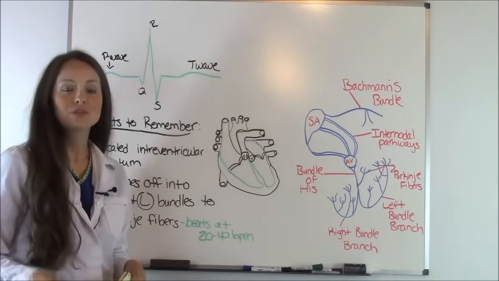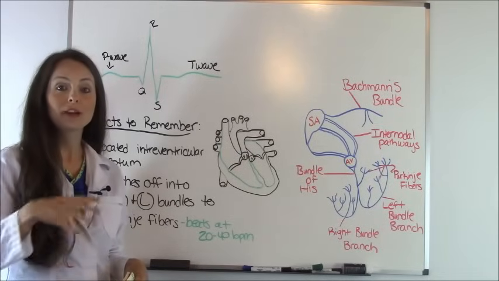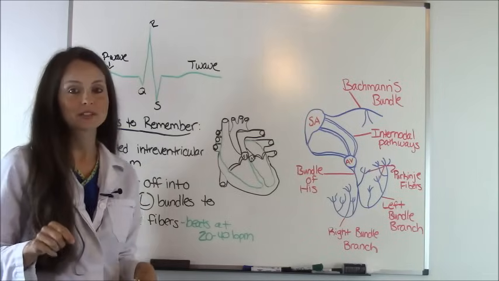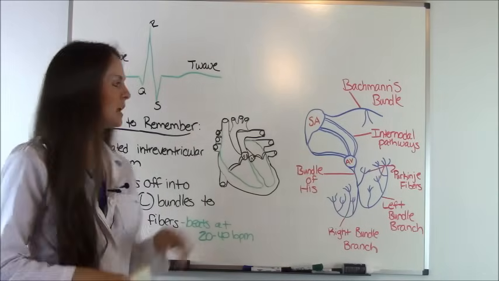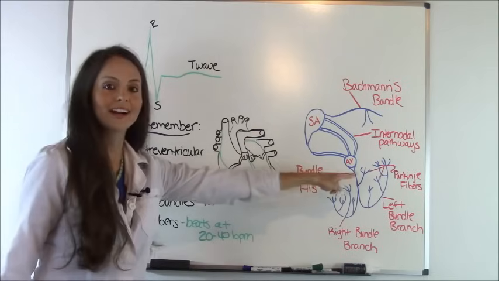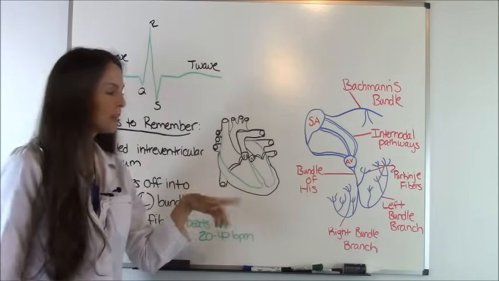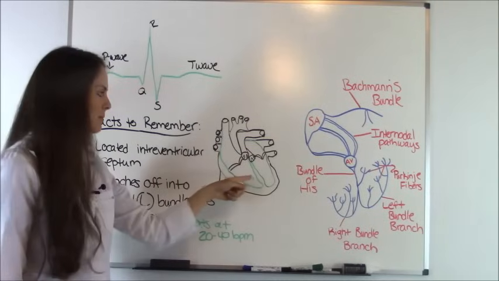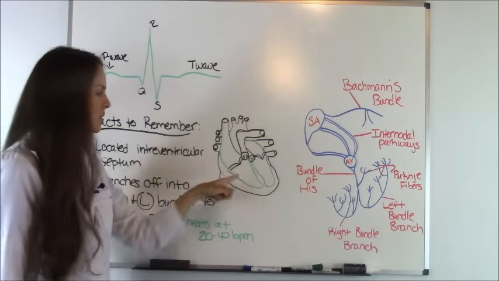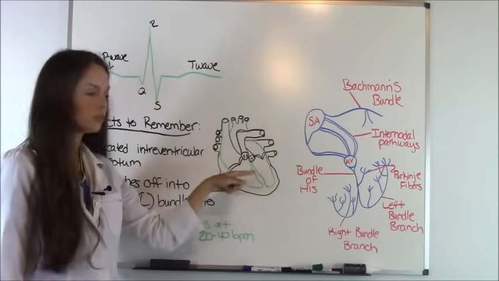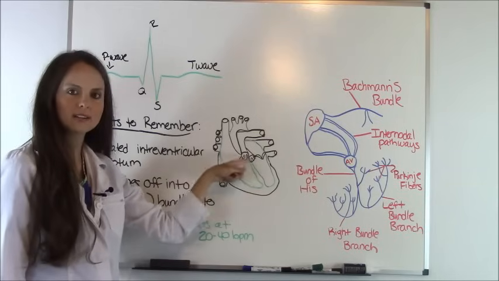Okay, now to the bundle of His, the left bundle and right bundle, and the Purkinje fibers. Okay, first let's talk about the bundle of His. You have the bundle of His, which is right here. It is located in the intraventricular septum. That just is a fancy word for in between the ventricles, which these are your right and left ventricles. So your bundle of His is located down in this area.